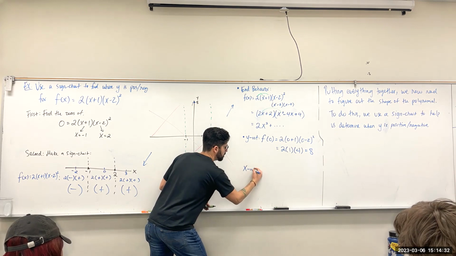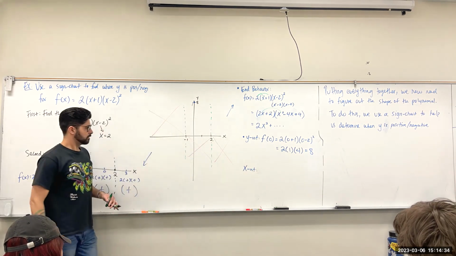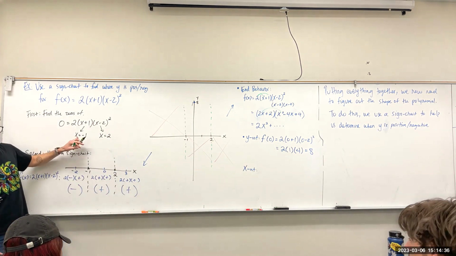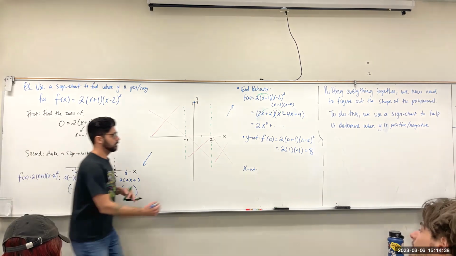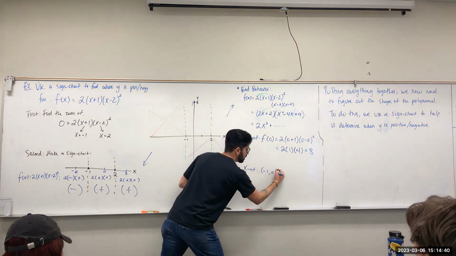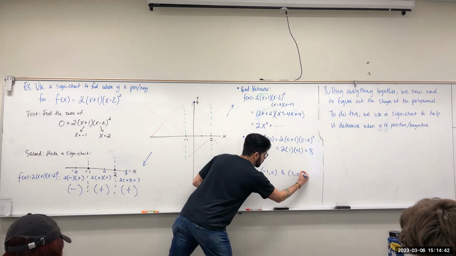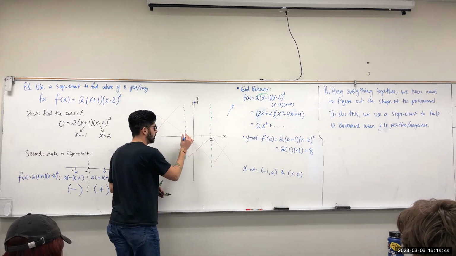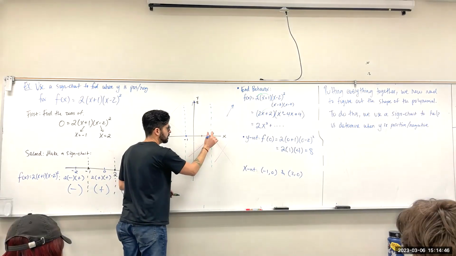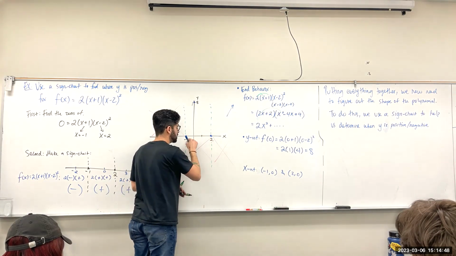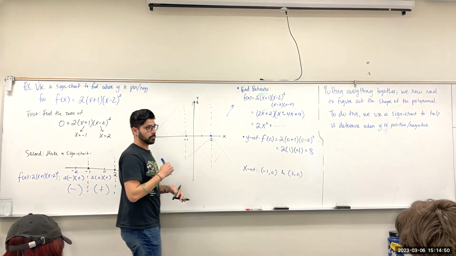What are the x-intercepts? We already got the zeros, right? Negative 1 and 2. So I know it's going to have to cross here and here. It has to touch those points.